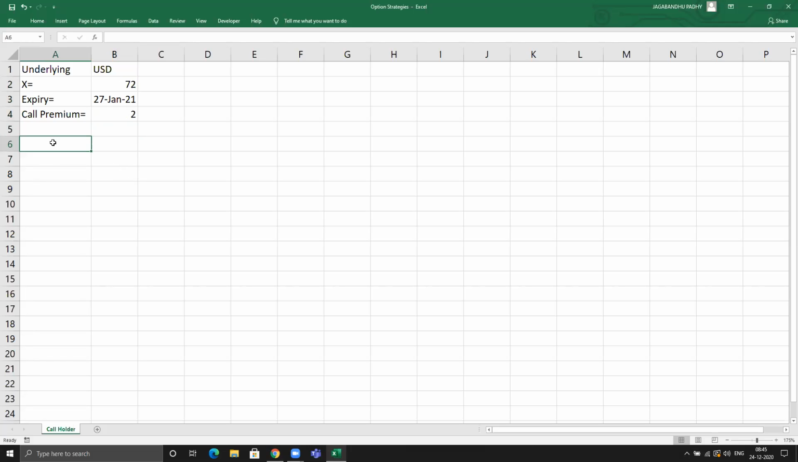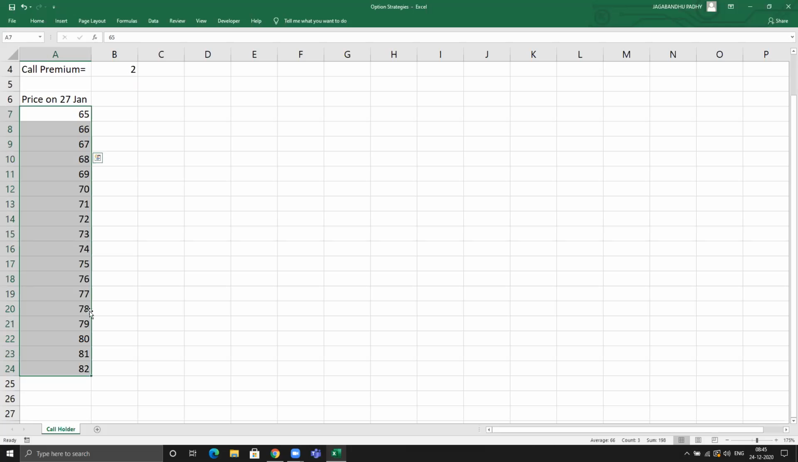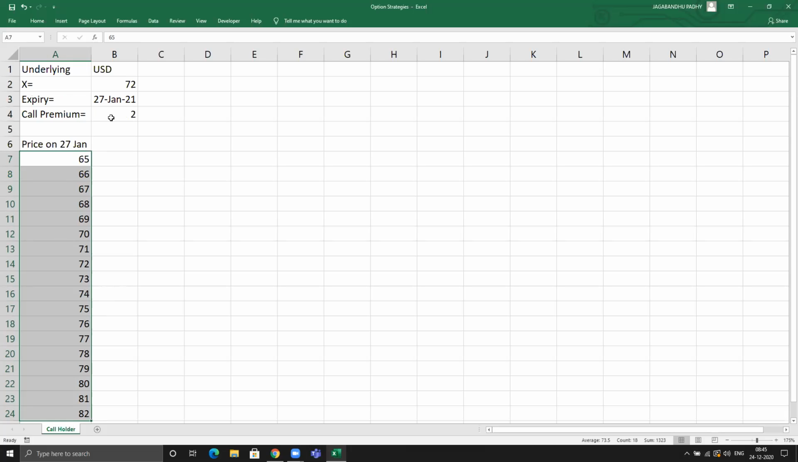Now let's look at the payoff on 27th of Jan if you are a call holder. What is the payoff for you likely to be? I'll say likely price on 27th of Jan. Let us consider 65, 66, 67 onwards, and take it up to maybe 80, 85, or 82. Let's say this is the price that we can observe on 27th of Jan.